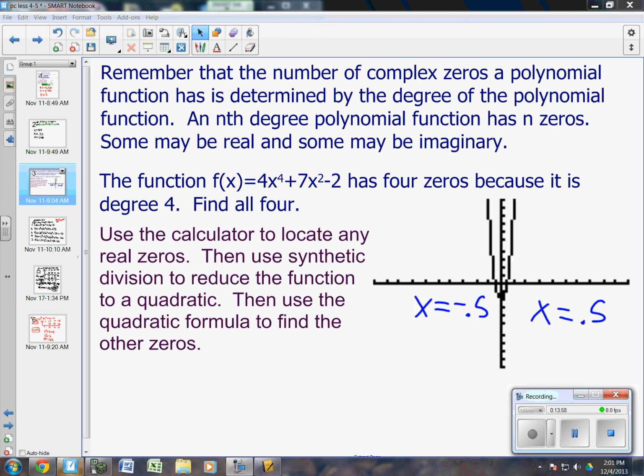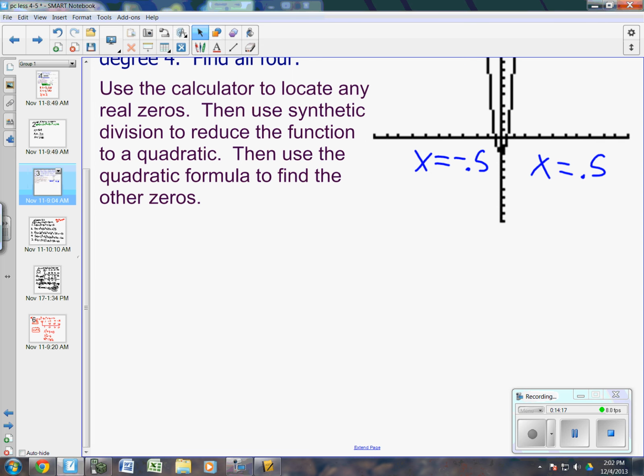Now, how many total zeros does this have? 4. Why 4? Because it's degree 4, right? So since it only has 2 real zeros, because we used a calculator to find that, what do the other 2 have to be? Imaginary. This is where our synthetic division comes in.